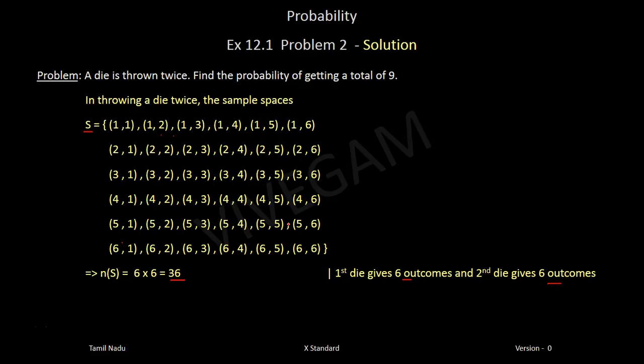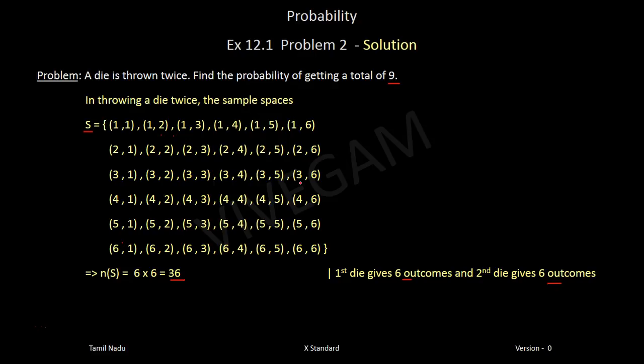Now, next thing. Now we have listed out the sample space. So what is next? We'll define event A. That event A is getting a total of 9 from the 2 dice. What is possible? So now let's check what are all the places where you're getting 9.